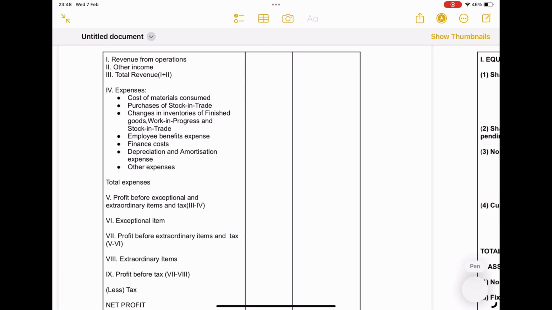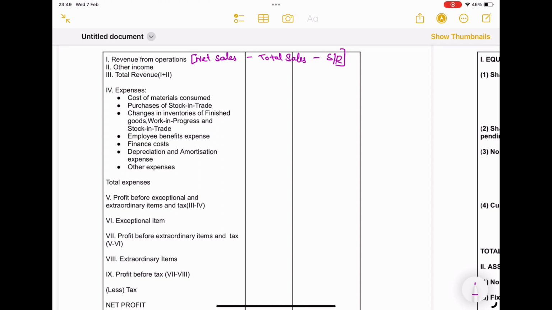So this is the format for P&L account. Particulars represent the items which we are going to write here. So we are going to start with revenue from operations. Revenue from operations is nothing but net sales. What do you mean by net sales, guys? Total sales minus sales return, if they have given.